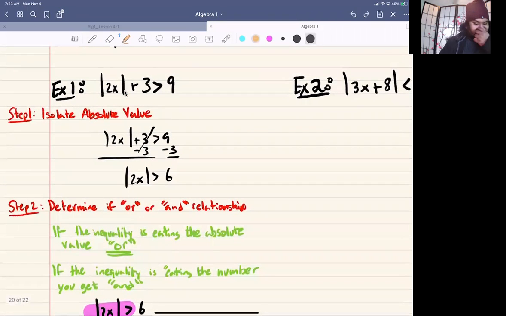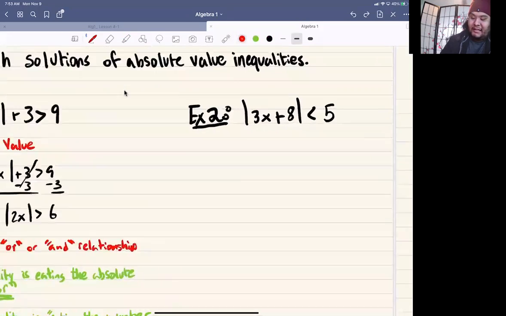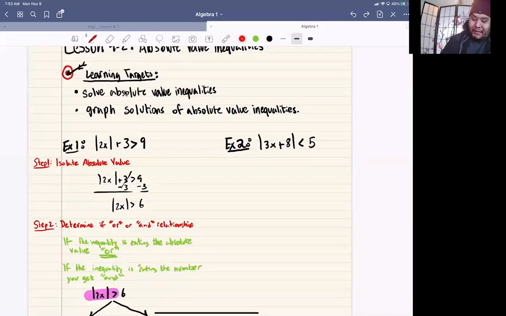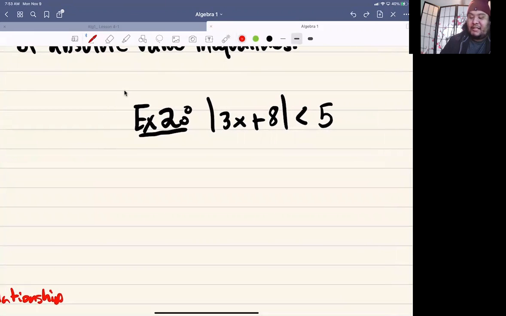All right, let's go ahead and try the second problem, and then we're going to be done for the day. For this problem, remember, step 1 is to get the absolute value by itself. It's already by itself. Step 2 is to determine whether it's an "and" or "or" relationship. We can just look at this, and because it's eating the number, it's an "and".